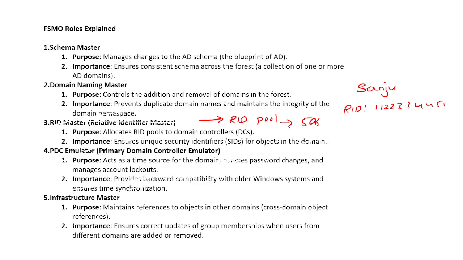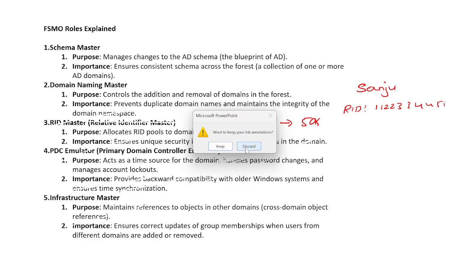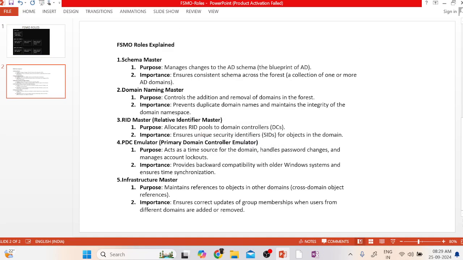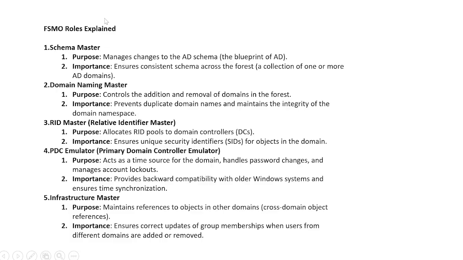Next one is PDC emulator. This PDC emulator we will also call the primary domain controller emulator. This primary domain controller emulator is an important role, because if you don't have a PDC for some time, even if the PDC is down for 1 hour or 2 hours, you will have immediate impact. Your AD estate will start getting one issue or another when you don't have a PDC emulator.